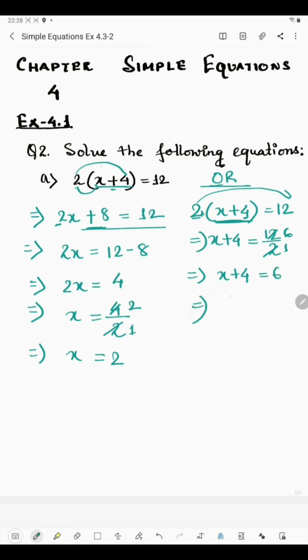Now we'll just transpose 4 to the other side. So x is equal to 6 minus 4, because plus 4 will be minus 4. So the value of x is 2. 6 minus 4 is 2. Okay, now coming to the next part.